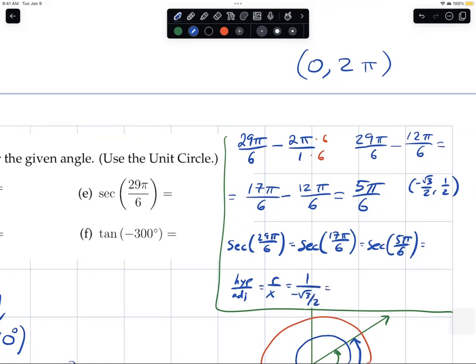So we'll flip the bottom. So 1 times a negative 2 over root 3. We should rationalize this. I believe that's what we want for the answer. So multiply by the square root of 3 on top and bottom. And so we get negative 2 root 3 over 3. Oops, my computer is acting funny. And so this is our answer.